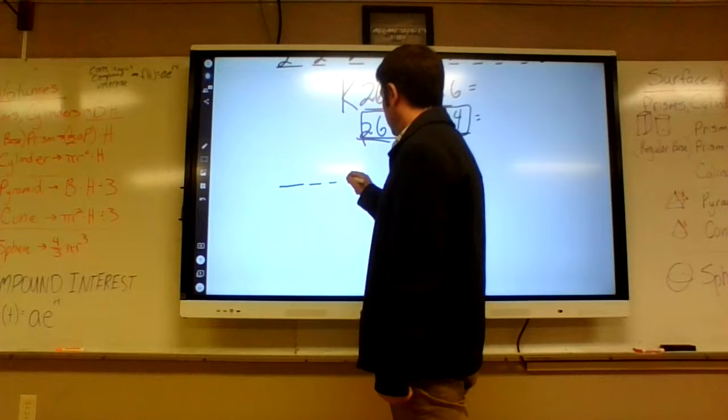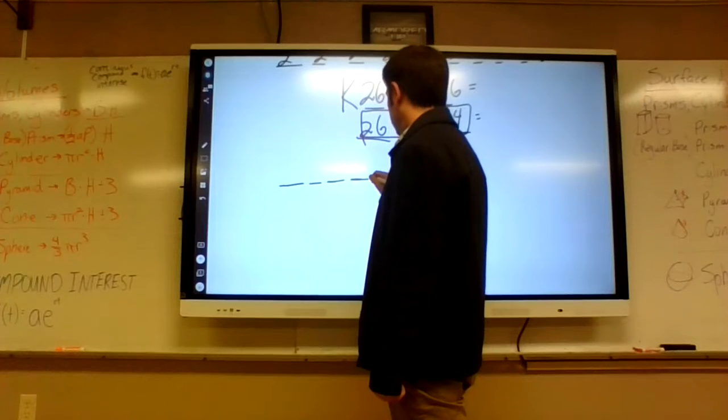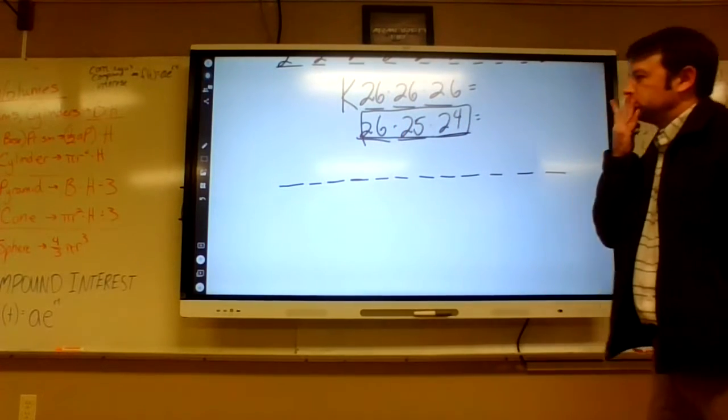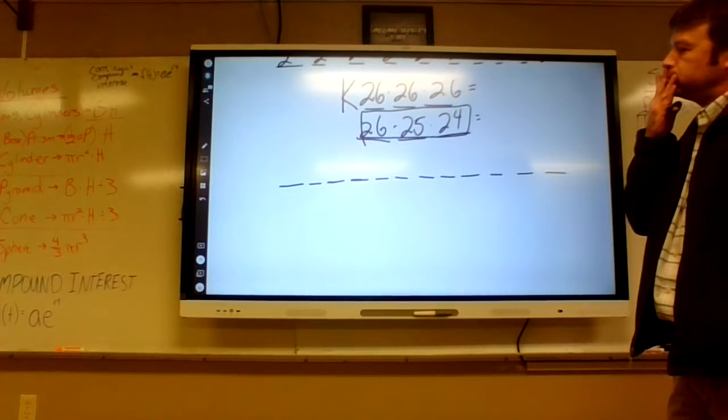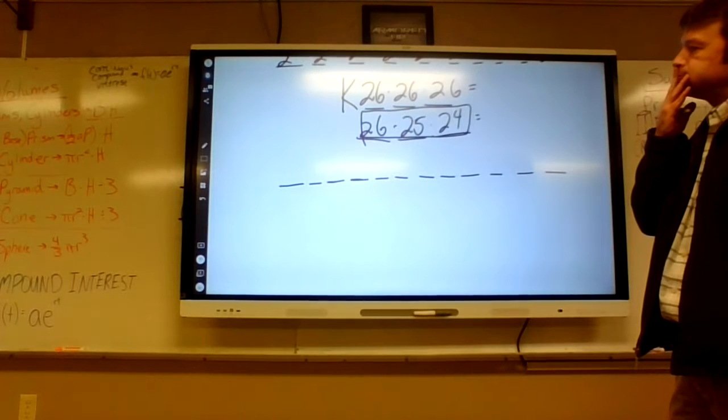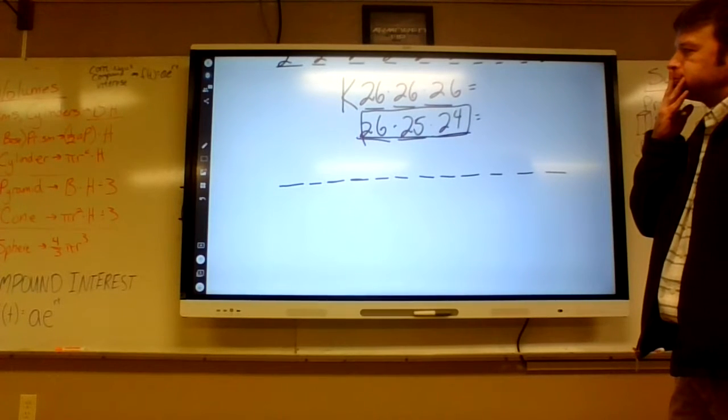Is it 12, 11, 10, 9, 8? Hmm. 12 factorial over 4 factorial? 12 to the 4th? Or would it be 12 factorial over 8 factorial? 12 times 11 times 10 times 9.